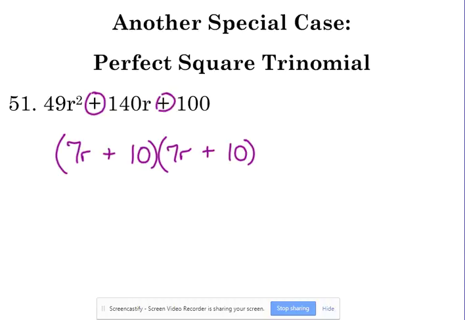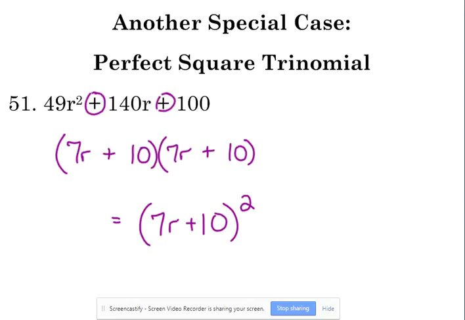Yes, sir? No. Here's what I want you to do. This is how I want you to write the answer. 7r plus 10 squared. Okay? This is how you would see the answer on the final exam. So I want you to be in the habit of writing it that way. So if you recognize it as a perfect square trinomial, you can jump right there to the final answer. You don't have to write it out twice and show that work.